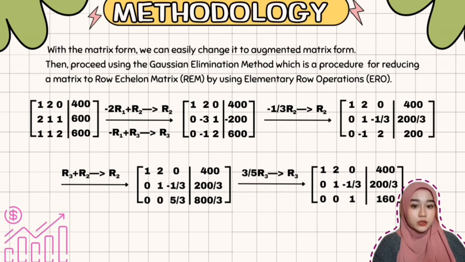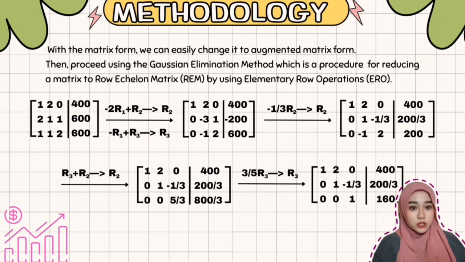Then, we can proceed by using the Gaussian elimination method, which is a procedure for reducing a matrix to a row equivalent matrix, REM, by using the elementary row operations, ERO. So with REM, we need the numbers under the leading 1 to be zeros. So 2 and 1 here need to be zeros. Therefore, we'll be using negative 2R1 plus R2 to R2 and negative R1 plus R3 to R3. After we have gotten the numbers under the leading 1 to be zeros, we need to change the negative 3 into 1. So the ERO is negative 1 over 3 R2 to R2.